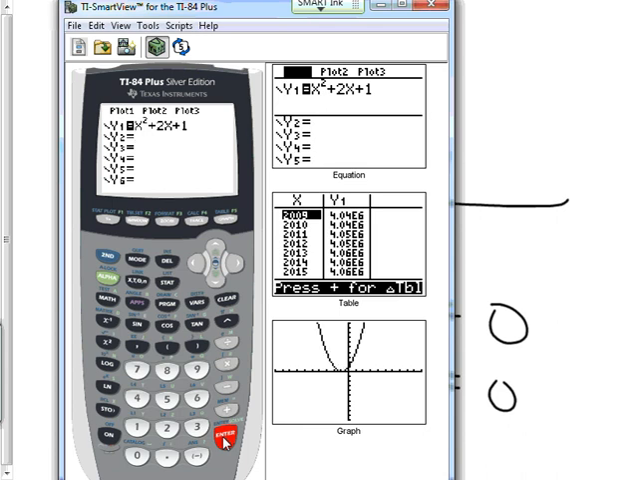Now, could I graph y equals 0, which by the way is the x-axis, and then see where they cross? Yeah. But the problem with that is when you hit graph, you can't see the line y equals 0 because it's right on the axis.